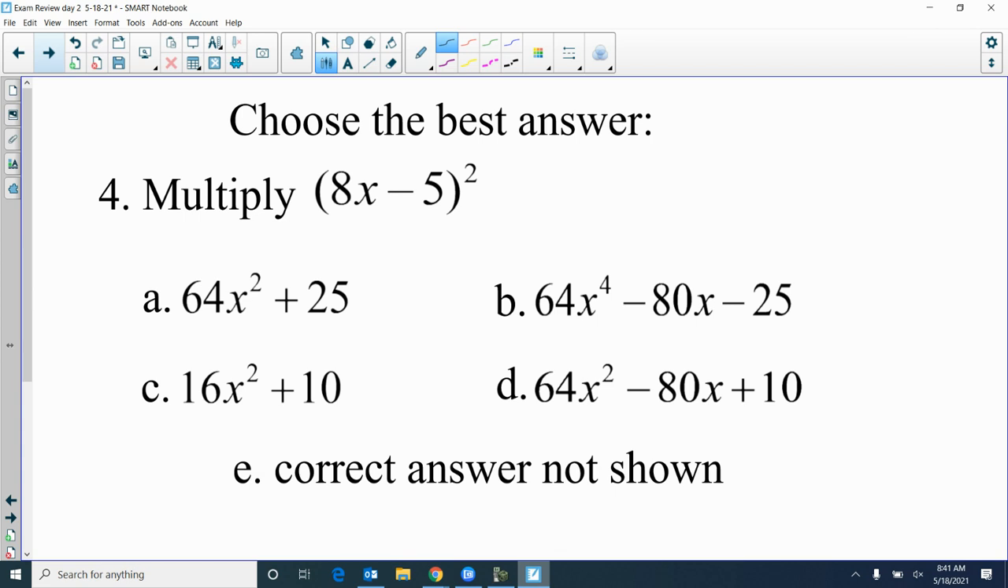So you do the 8 times negative. Yeah, and then you do 8 times negative 5. Yeah, negative 4. And then you do 8 times negative 5 again, which is also negative 4. And negative 5 times negative 5. So it's.